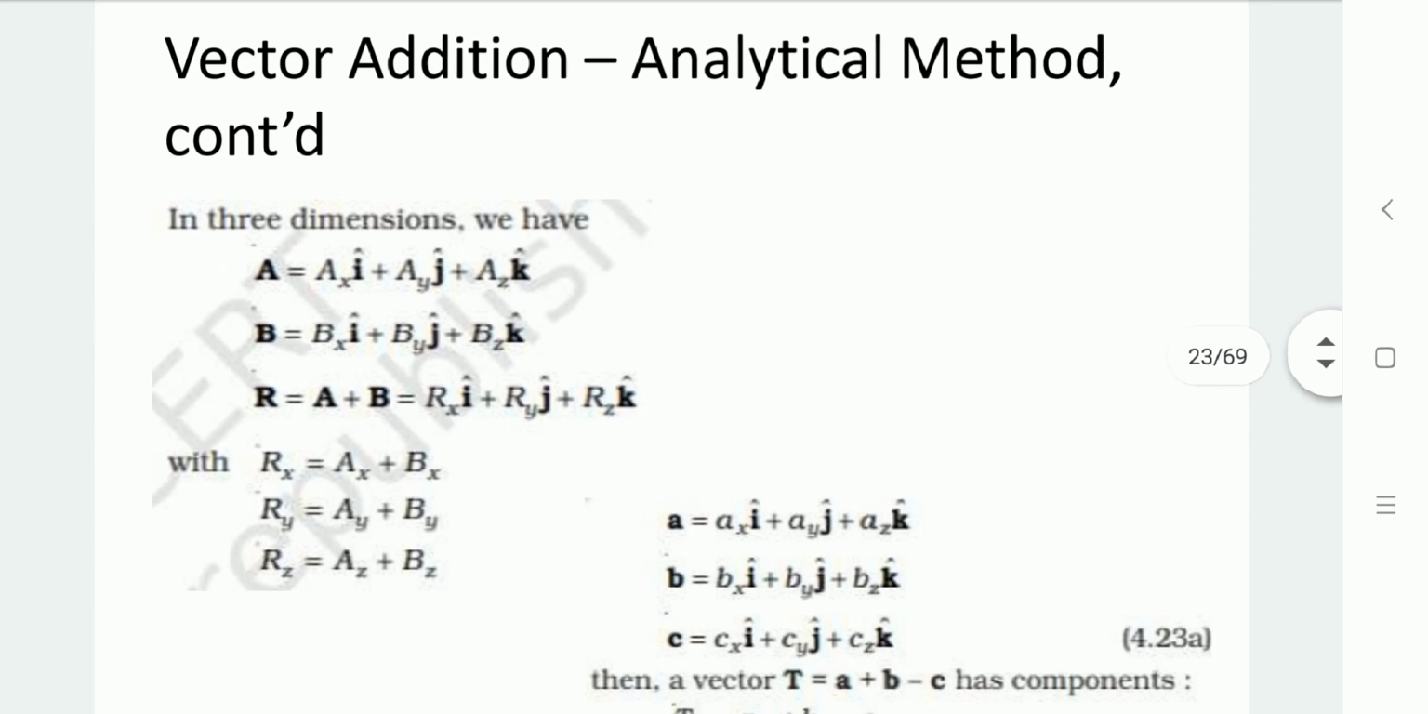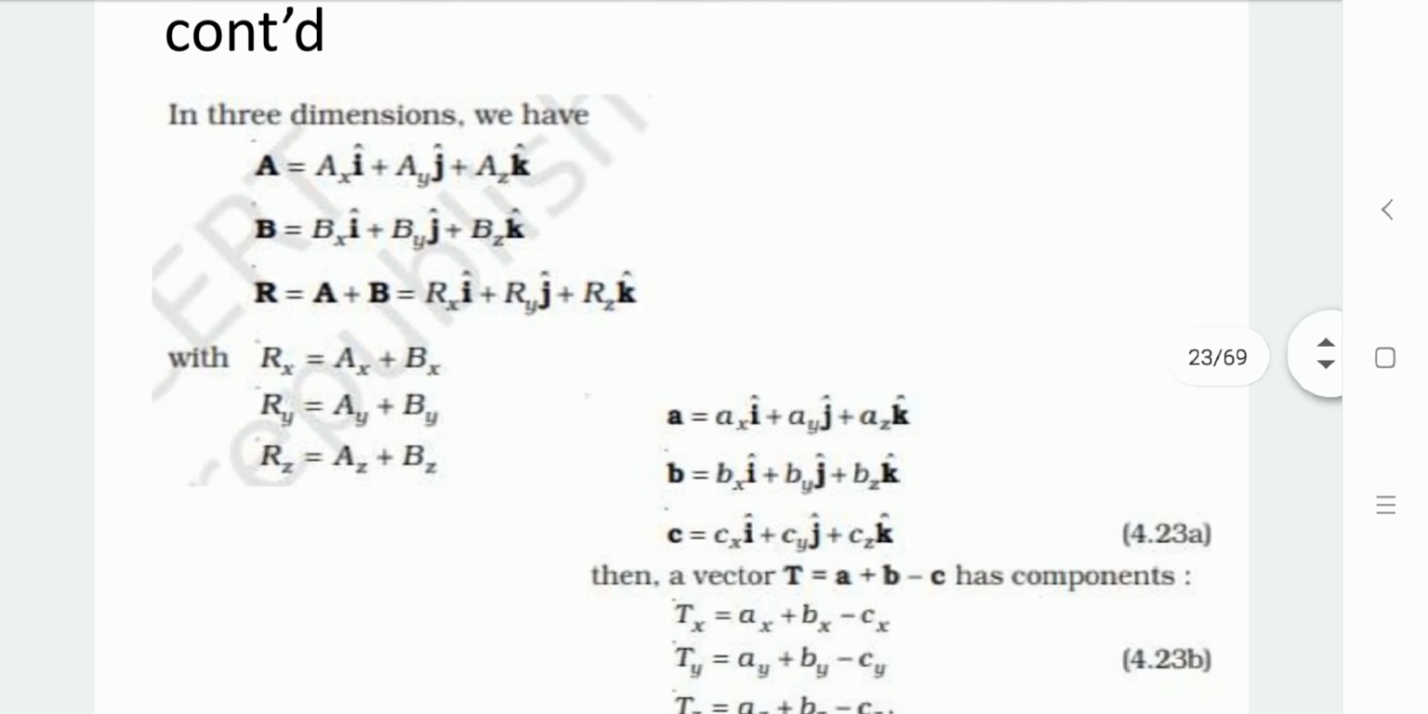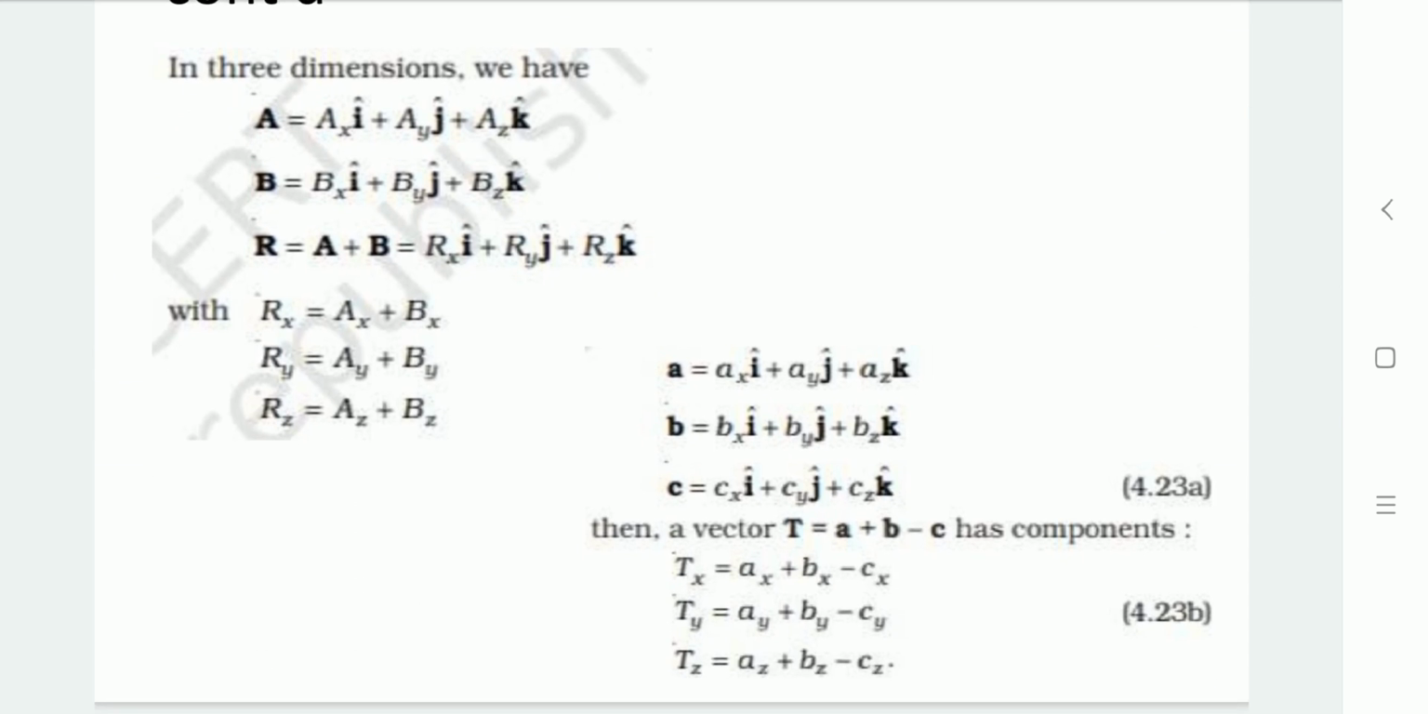Likewise, we can also perform the analytical method with a three-dimensional structure. So let us take vector A, represented in all three directions: ax i plus ay j plus az k. Likewise, let us take another vector B, again represented in all three directions: bx i plus by j plus bz k. So the resultant vector R equals A plus B, substituting the vector values of A and B, the resultant would be rx i plus ry j plus rz k.